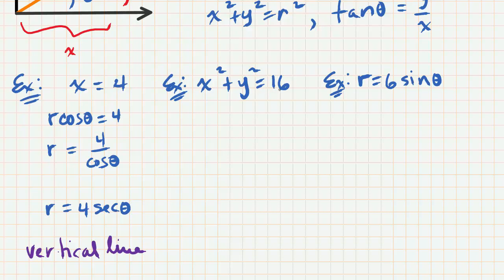Let's come back over to the next example. x squared plus y squared equals 16. We have a relationship right here between Cartesian and polar, seeing that x squared plus y squared is r squared. So we'll just replace the left-hand side with r squared.